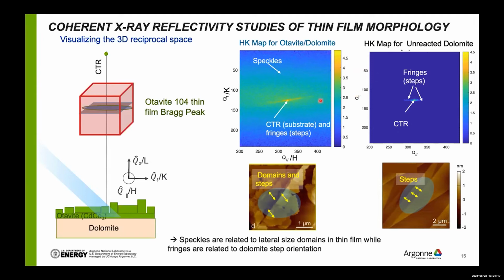And what is interesting is then to compare this HK map for an unreacted dolomite substrate, where once again we observe that the CTR is very narrow because indeed, dolomite consists of very large and smooth domains, and steps which create these fringes in the reciprocal space.